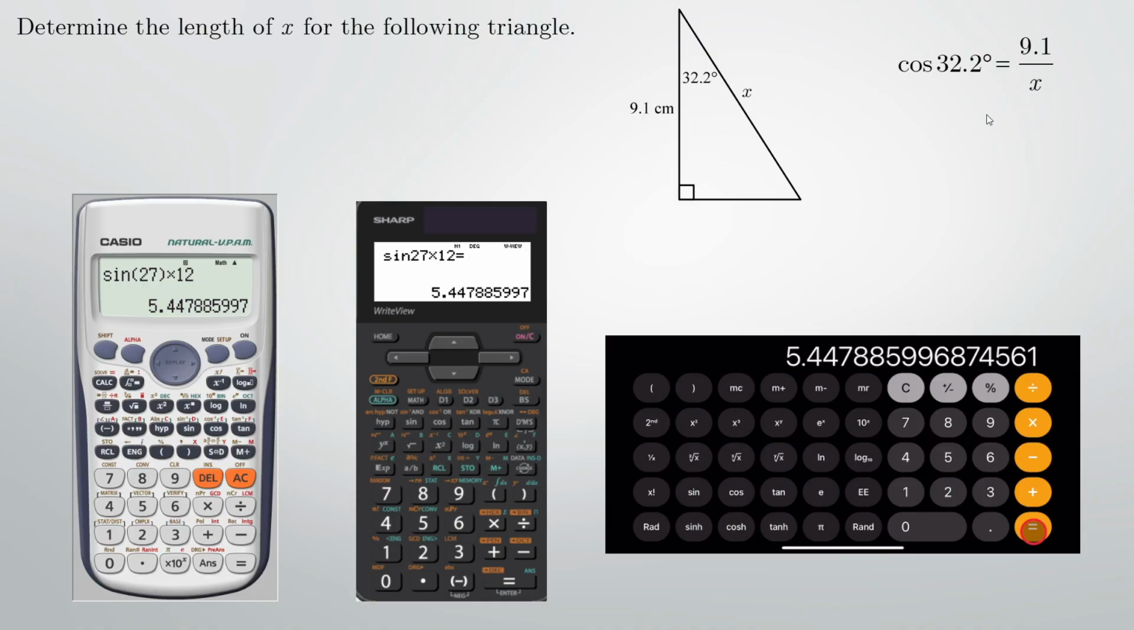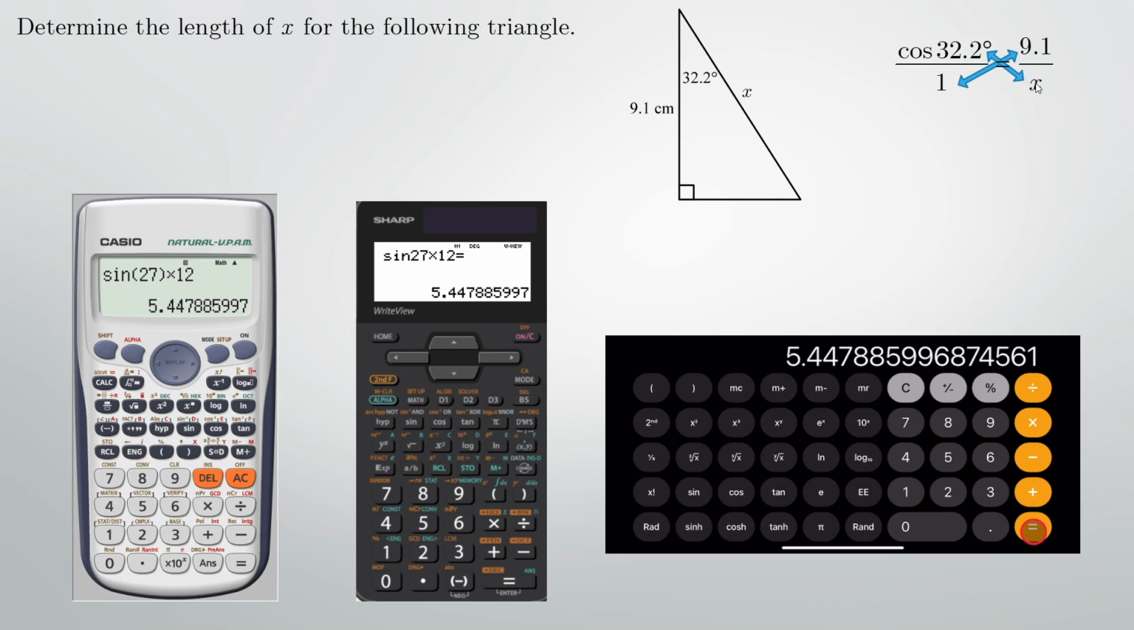We'll write both sides as a fraction. So we can write cos 32.2 degrees over 1. And again, we'll consider what happens when we multiply the diagonals here. We have 1 times 9.1 should give us the exact same thing as cos 32.2 times x. So let's do what we can here. Well, 1 times 9.1, we could type that into the calculator, but we really don't need to, do we? It would just be 9.1. Now that should be the same as cos 32.2 times x.